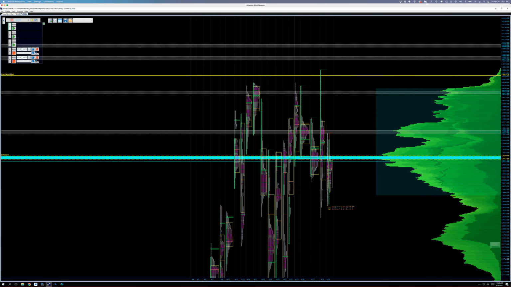And that's another way to respect value in the auction. So where is the most traded price represents value to this auction. So you can see as we've traded lower, we've come back to it. As we traded higher, we've come back to it. We've continued to respect this as value to the auction. And we can add additional information to that as well.